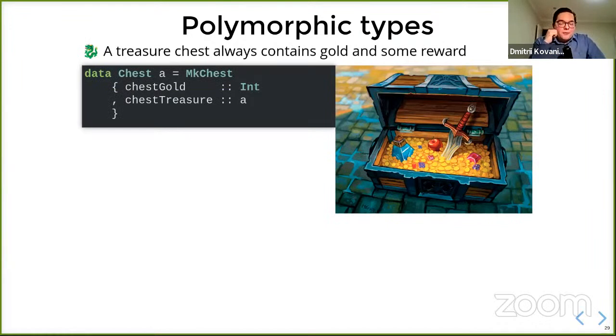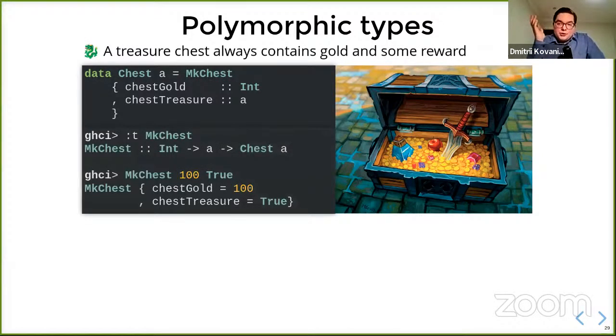You can have polymorphic data types in Haskell. You just write type variables after the name of the type, and you put these type variables after the field. So this is a chest. It has gold, like an integer number, and any treasure. And again, if you check the type of the constructor, it's a function. It takes a number, a value of any type A, and returns a chest of A's. And we can have a chest of booleans. Well, booleans are pretty valuable treasure, so why not?